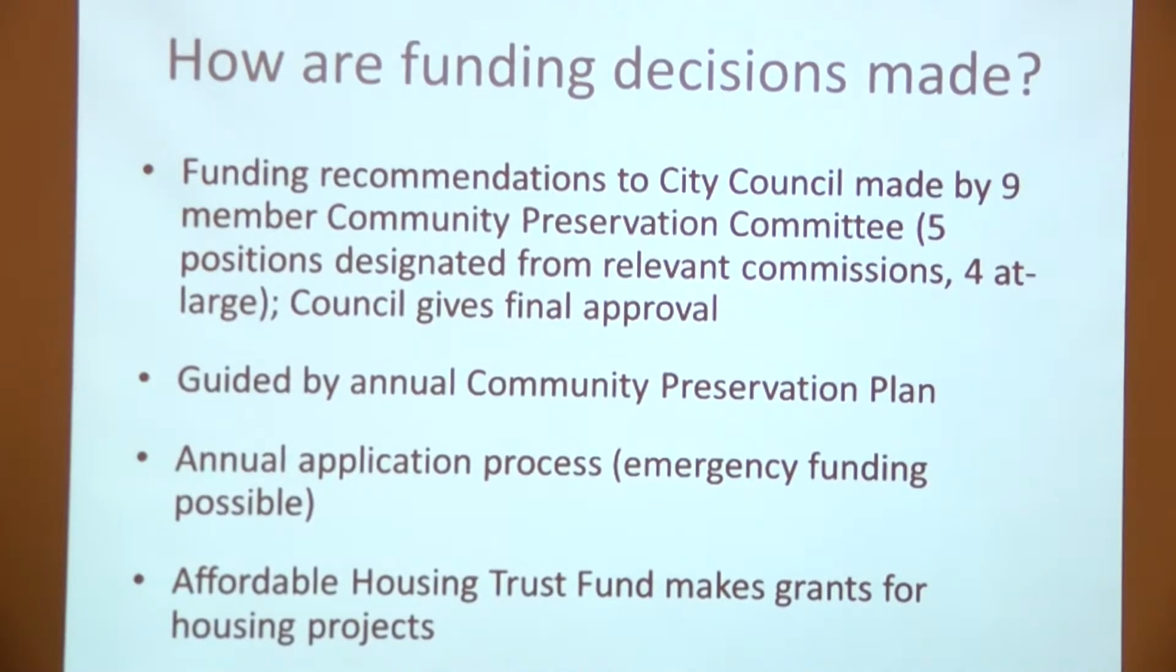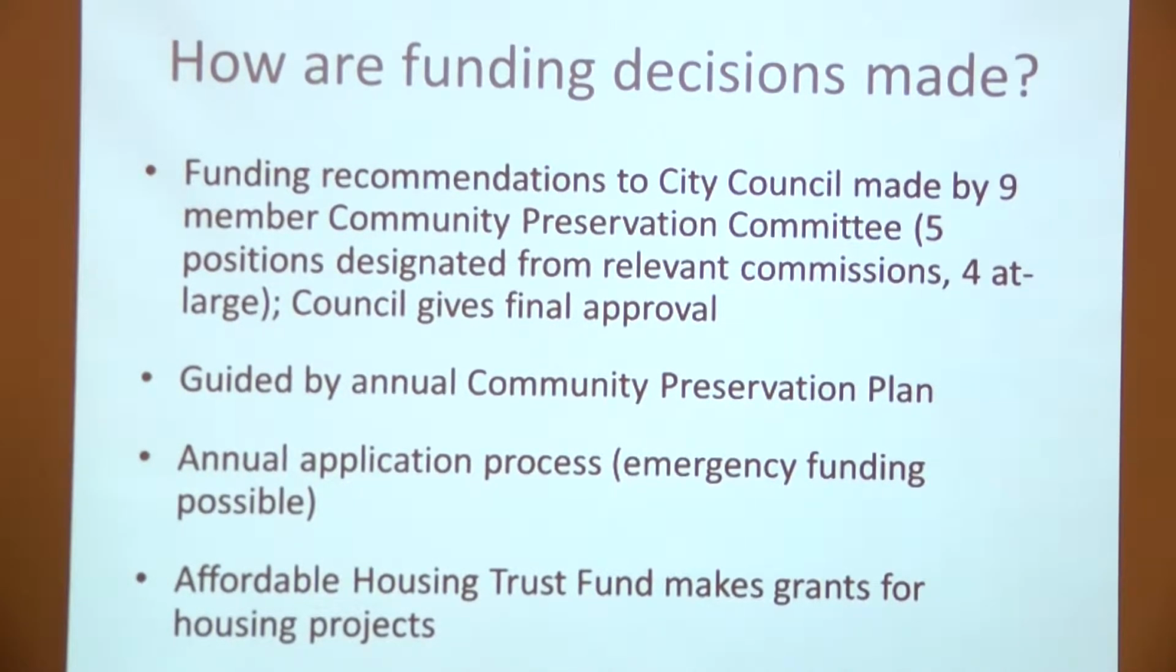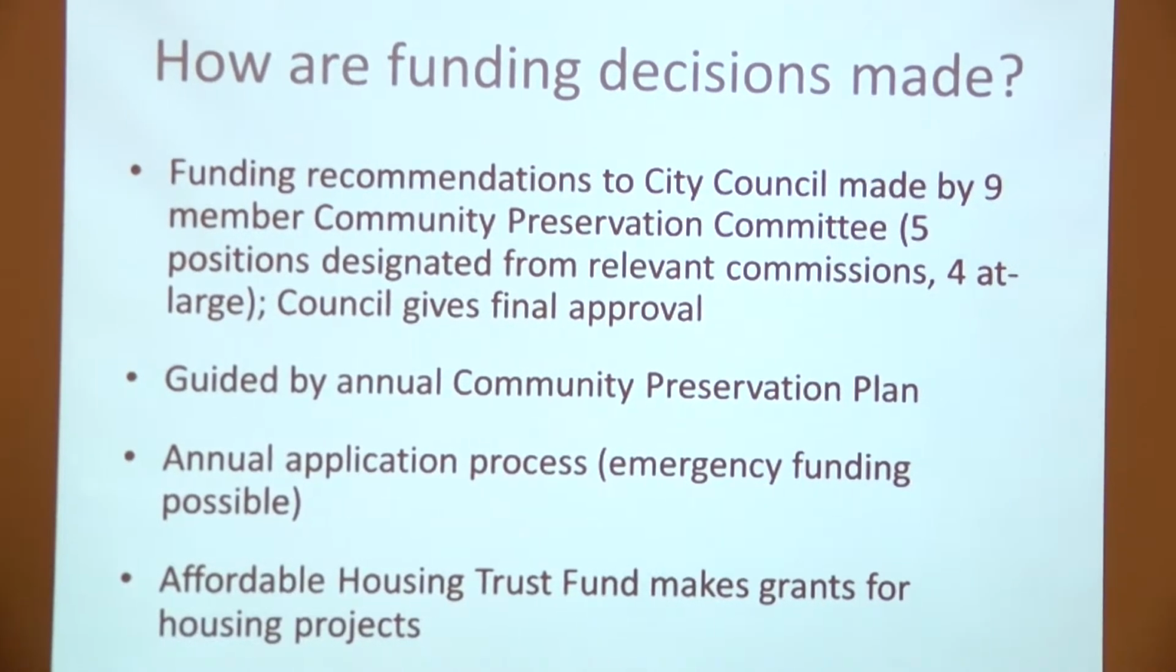So how are funding decisions made? The first step is there's a 9-member community preservation committee. So 5 of the positions are designated from relevant commissions like the Planning Board, the Housing Authority, the Historic Preservation Commission, and there are 4 at large. They make recommendations to the City Council, and the City Council gives final approval. They make their decisions based on the annual community preservation plan, which is available on our website, somervillema.gov/CPA. And there's an annual application process.